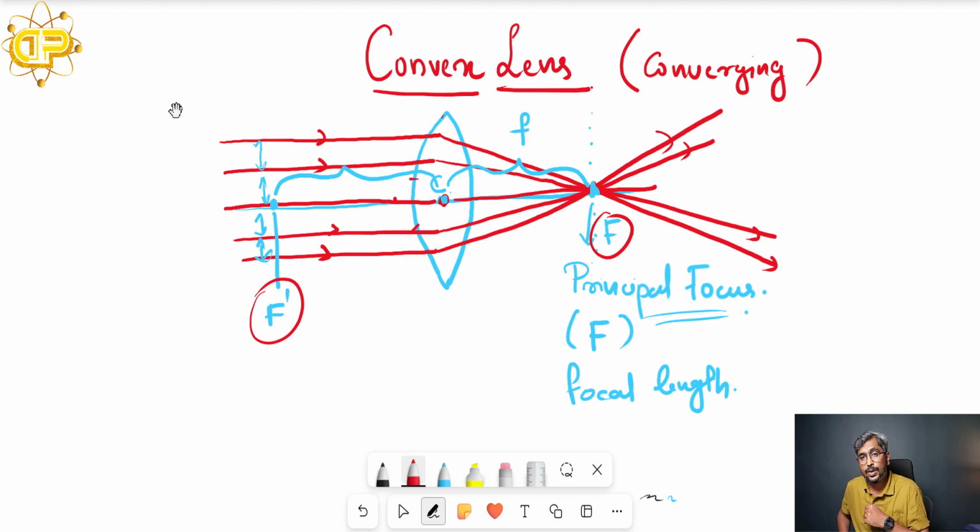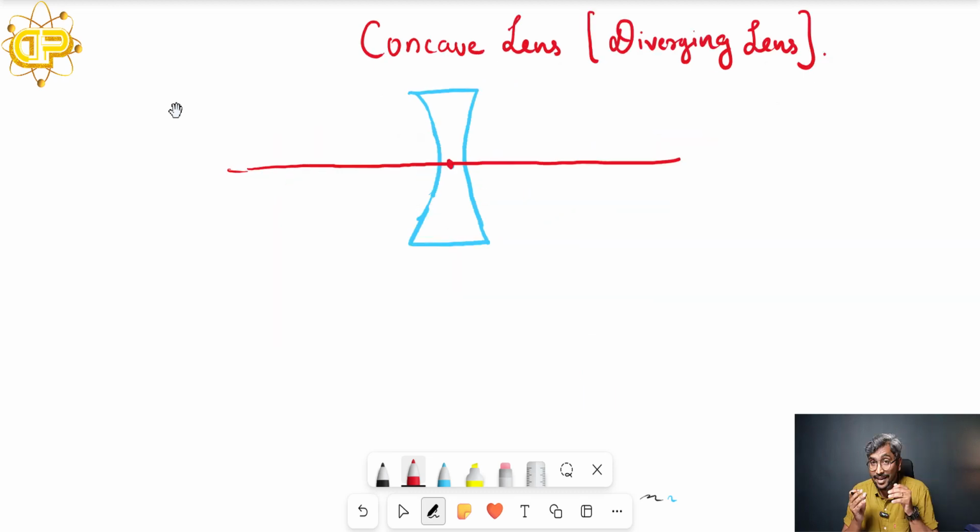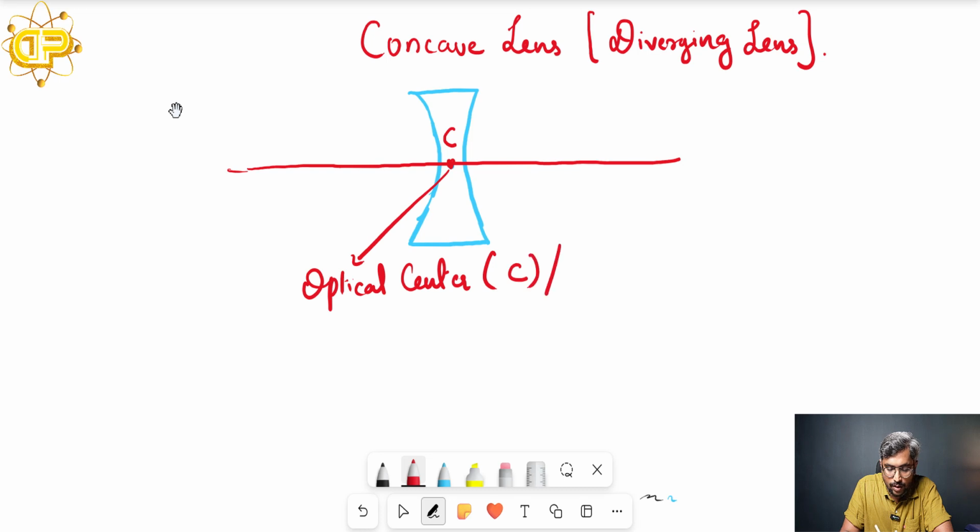Now what about a concave lens? How do you deal with the principal focus of a concave lens? Let us see that also. Here comes the concave lens, and it is also known as a diverging lens. Here a concave lens is given. The center of the lens is known as the optical center, denoted by C or O.